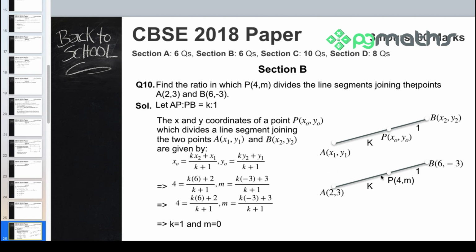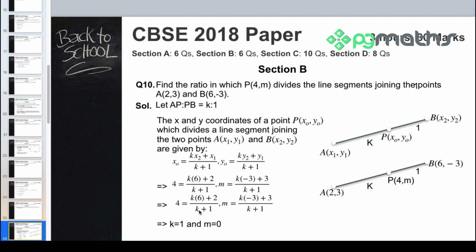Okay, let's move ahead. So using the same formulas, we simply equate 4 equals k times 6 plus 2 divided by k plus 1, and m equals k multiplied by minus 3 plus 3 divided by k plus 1. Because we have been given the coordinates of P as (4, m), we simply replace x naught by 4, y naught by m. If you solve this equation, this is a very simple equation, I'm not going to solve this. We get k equals 1 and m equals 0.